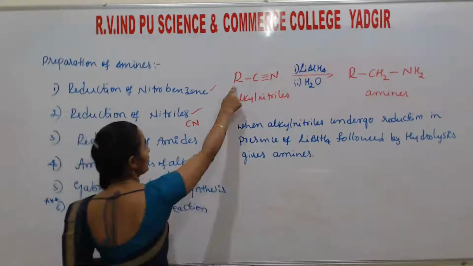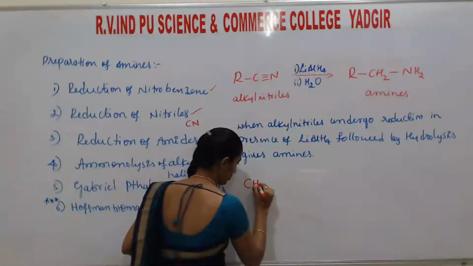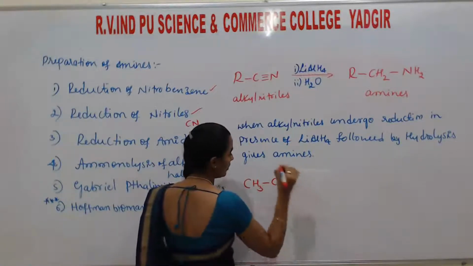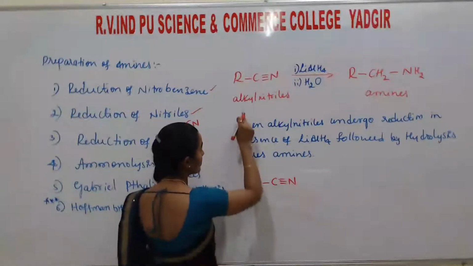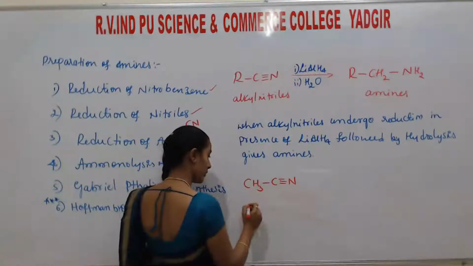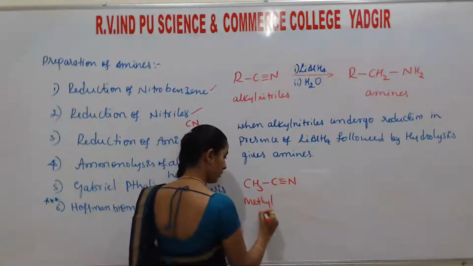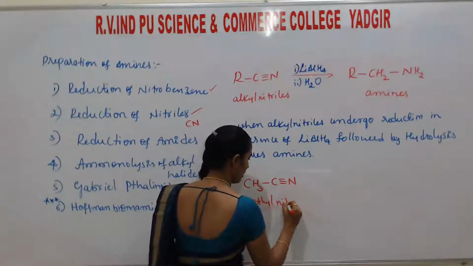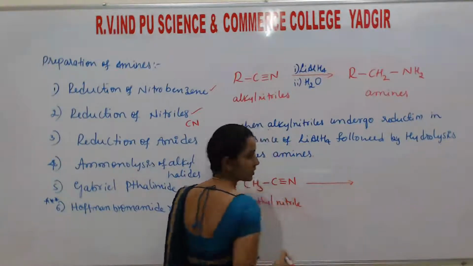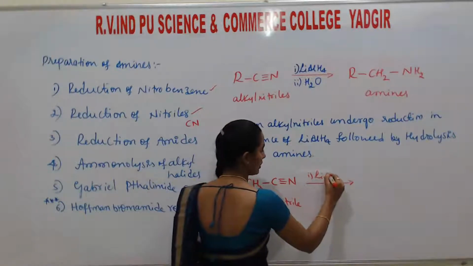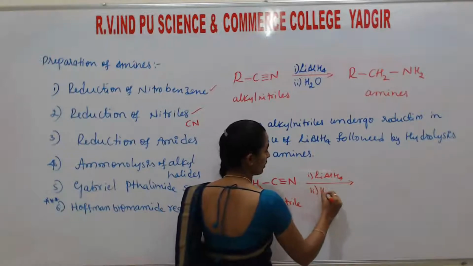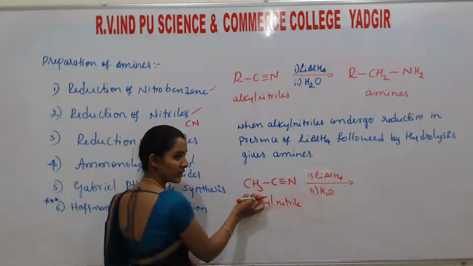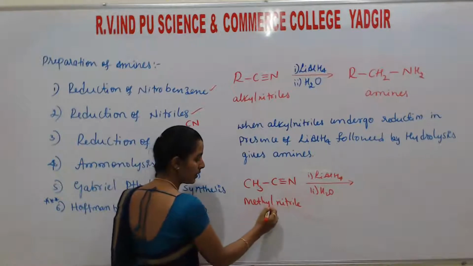So this R group is replaced by CH3. CH3 is there, correct? C triple bond N. Okay, so alkyl nitrile here means methyl nitrile. So the reaction condition is the same. That is first lithium aluminum hydride followed by hydrolysis. Right? Everything remains the same. Only this R group is replaced by CH3. So that's why alkyl is replaced by methyl.